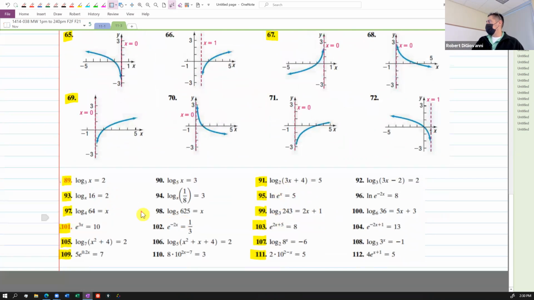And then the last group, I highly recommend you do these. There's no instructions here. Solve for x are the instructions on these. Solve for x. Okay, solve for x.